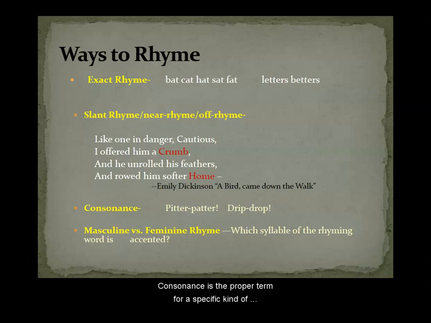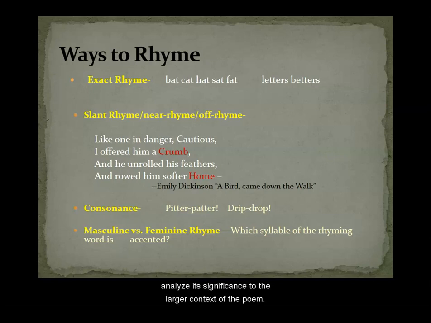Consonance is the proper term for a specific kind of slant rhyme that occurs when the rhymed words have the same consonants, get it, but different vowels. Pitter-patter, drip, drop. And as for the difference between masculine and feminine rhymes, it has to do with which syllables in the rhyming words are accented. The masculine accents the end syllable in both words, while the feminine accents the second to last syllable, softening the rhyme just a little. These divisions, however, often seem to be more for the sake of identification, and it becomes difficult to analyze its significance to the larger context of the poem.